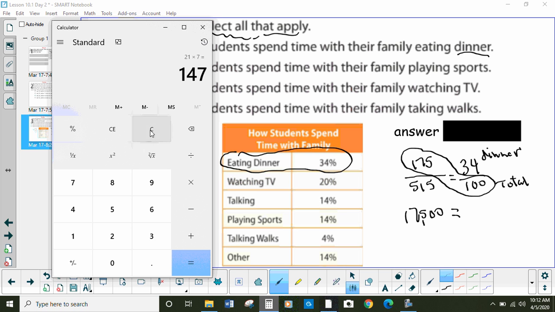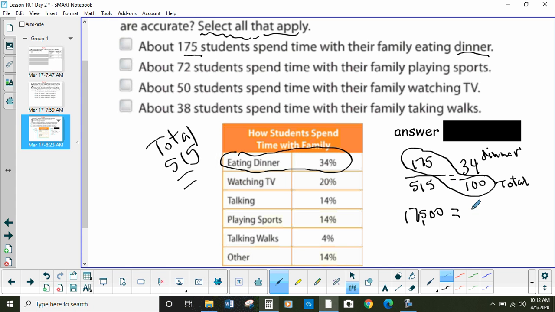Is that the same as 515 times 34? So I go 515 in my calculator times 34, and I get 17,510. That's pretty close. It says about. That's really close. If it's that close out of tens of thousands, I would tend to say, yeah, that seems true to me. Now, if it said exactly, I would say no. But since they said about, that's pretty close.